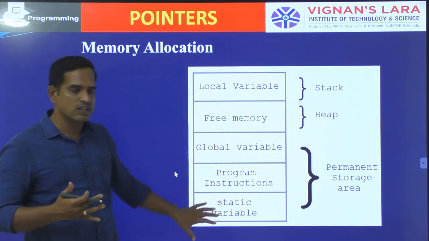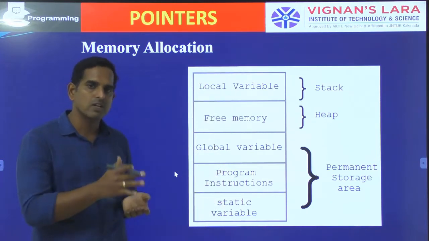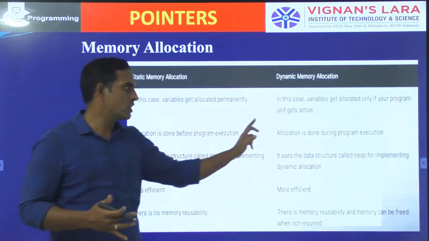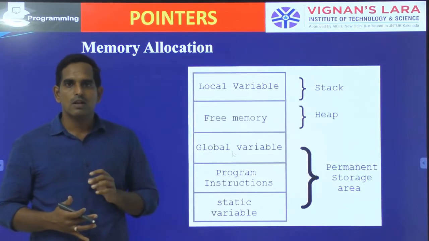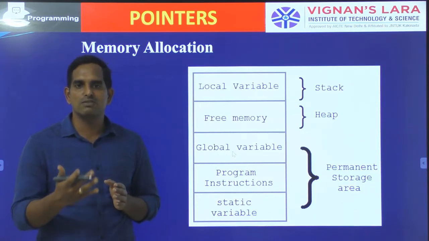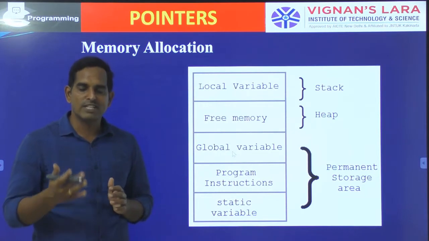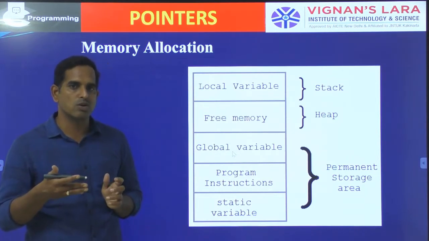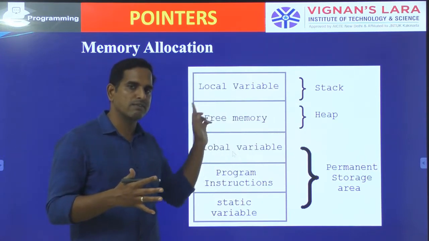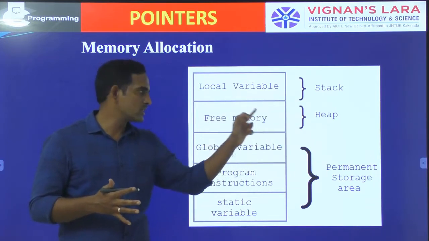But these two memories, that is the stack and the permanent area storage, will be fixed during the compilation itself. Once after compilation, you can assign the memory only from your heap memory. So if you are allocating the memory during the compilation of the program, before the execution, we will be calling it static memory. And if you are assigning memory during the execution of the program, we will be calling it dynamic memory. That dynamic memory will be coming from your heap. So the dynamic memory allocation will be done by using the heap structure.